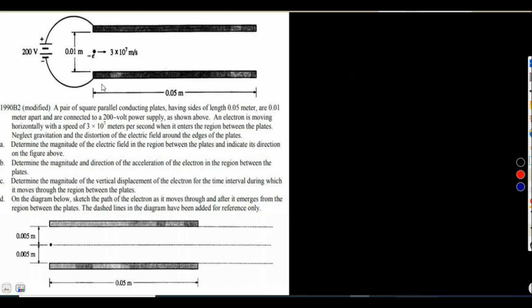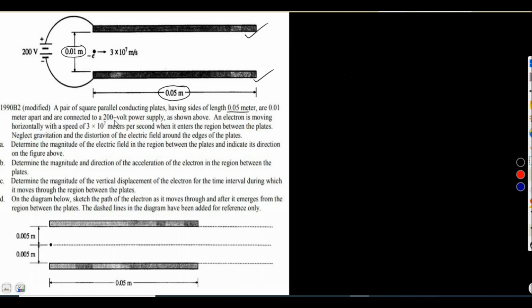Welcome friends. Let us see this question. This question says a pair of square parallel conducting plates of side 0.05 meter, so this is the length of 0.05 meter, and they are 0.01 meter apart.